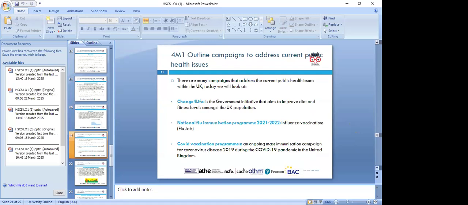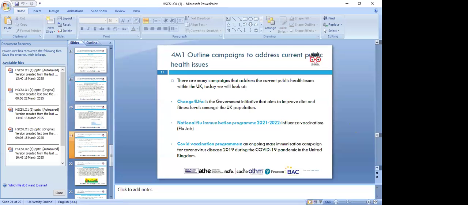There are many campaigns that address current public health issues within the UK. Okay, we have Change4Life. This is a government initiative that aims to improve diet and fitness levels amongst the UK population. Well, the National Flu Immunisation Programme 2021-2022 is in review because we are in 2024 now. Influenza vaccinations, the flu jab, that is given by your GPs free of charge. You call and then you go for the jab free.